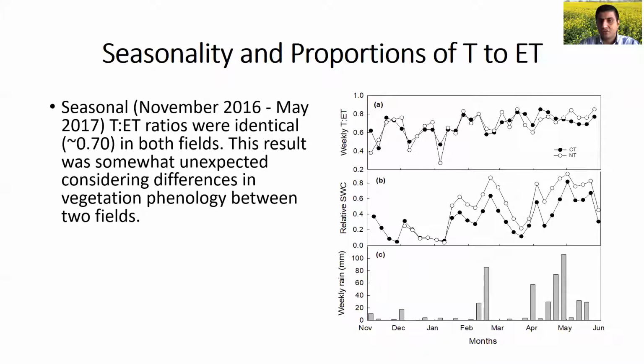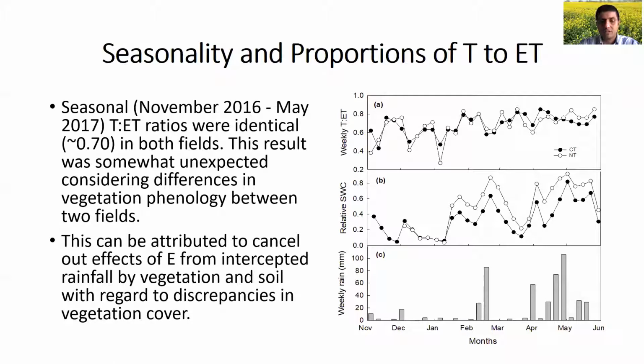Seasonal T and ET ratios were identical, which was around 0.70. So 70% of ET was transpiration in both fields, even though one field had a sparse canopy and one field had a dense canopy after that winter recovery. This result was somewhat unexpected considering differences in vegetation phenology between the two fields. However, this can be attributed to the cancel out effect of evaporation from intercepted rainfall by vegetation and soil with regard to discrepancies in vegetation cover.